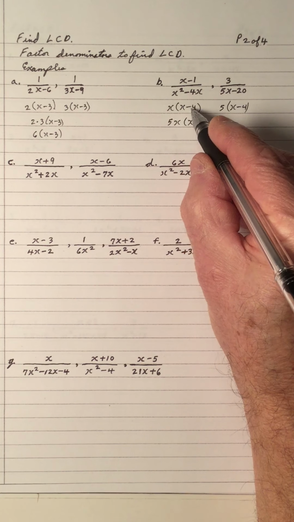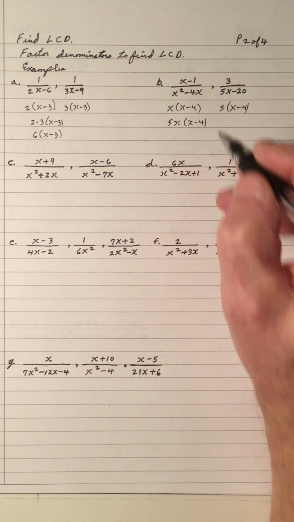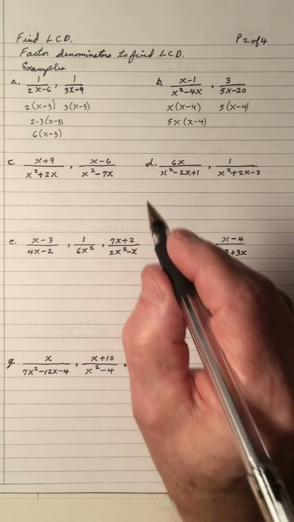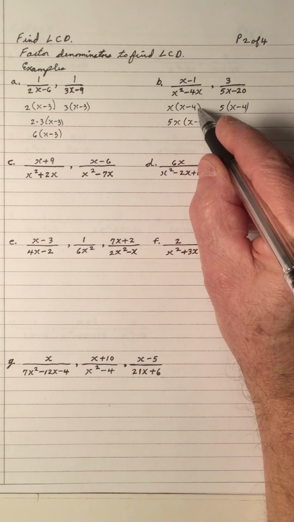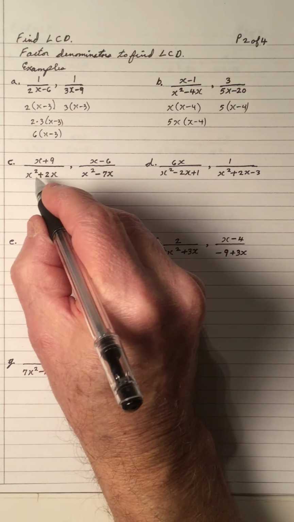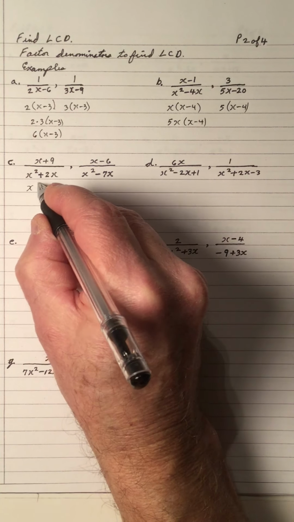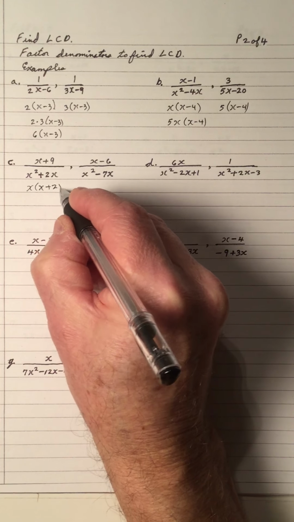So is this denominator in here? Yes. Is this denominator here? Yes. So that's the LCD. Remember the LCD, each one of these denominators has to be here. And C, I see x is a GCF. X squared divided by x is x. 2x divided by x is 2.